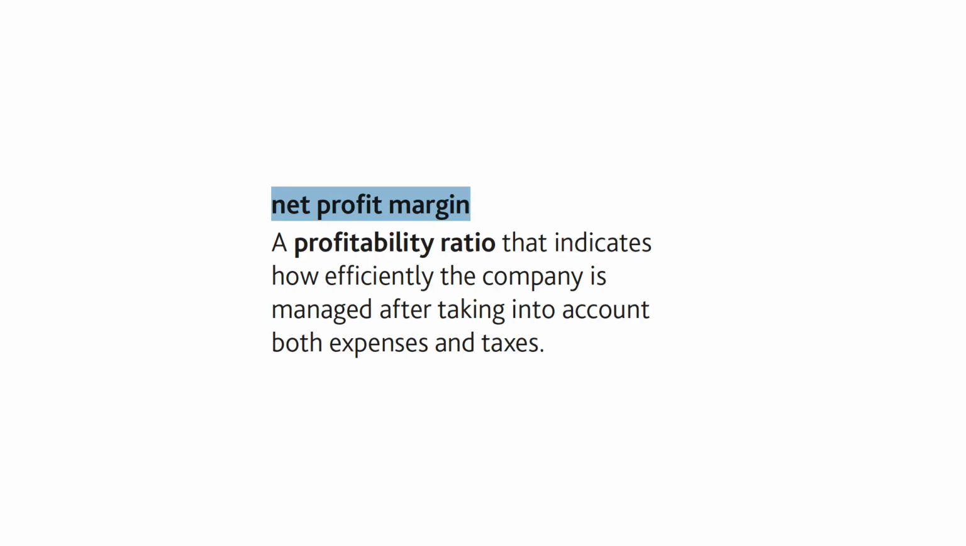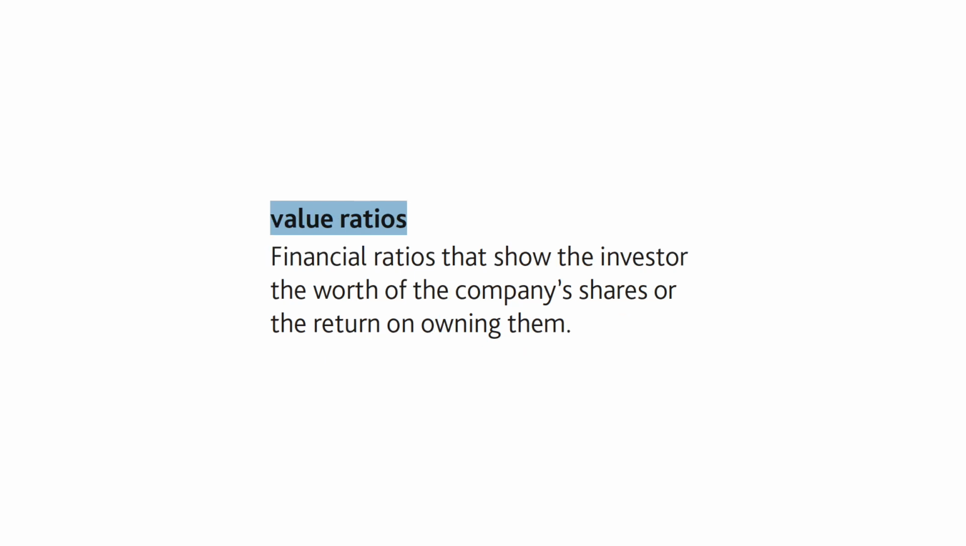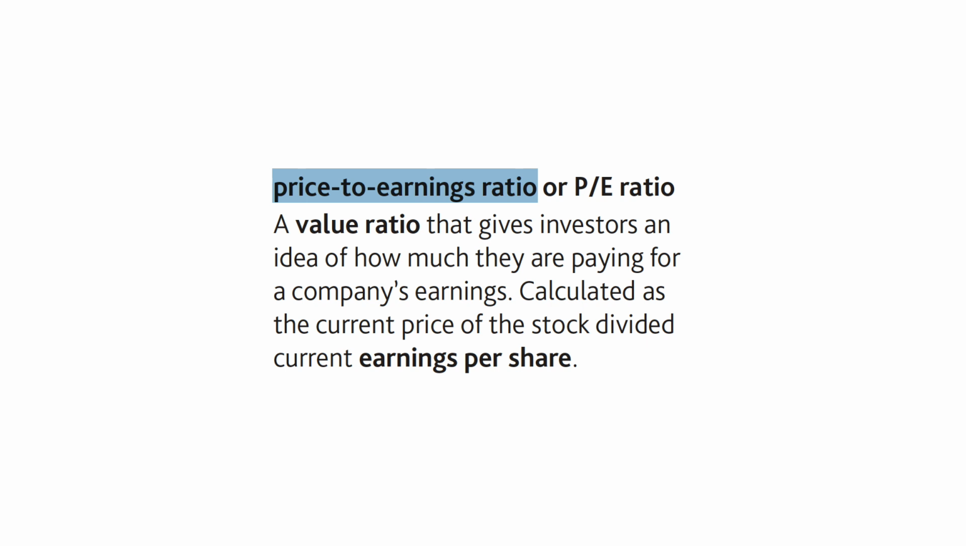Net profit margin. A profitability ratio that indicates how efficiently the company is managed after taking into account both expenses and taxes. Value ratios. Financial ratios that show the investor the worth of the company's shares or the return on owning them. Price to earnings ratio or PE ratio. A value ratio that gives investors an idea of how much they are paying for a company's earnings. This is calculated as the current price of the stock divided by the current earnings per share.